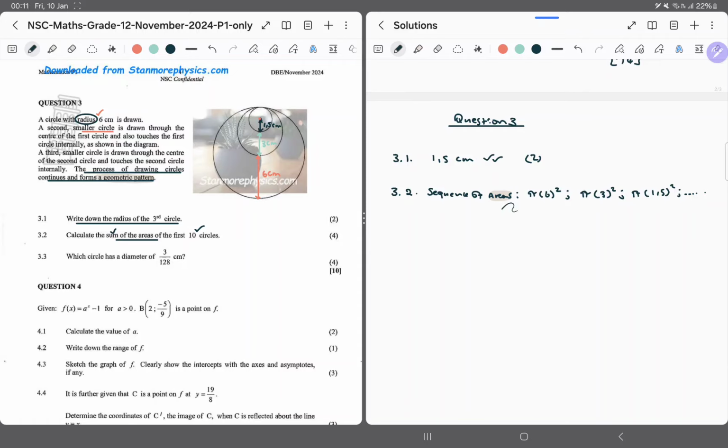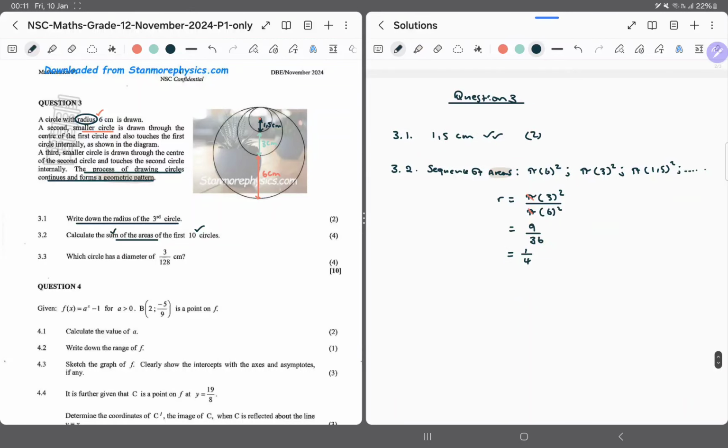Okay guys, so this is a geometric pattern, so we know this means r is going to be the second one divided by the other one, and we know that the pi is going to go away, and then we have 9/36, which is nothing but 1/4, a quarter. So this is it. Of course we can even check the others, it's not a big deal, but since we were told this would form a geometric pattern and we were given radii, we know that anything that would have a radius involved here would essentially give us the same pattern.